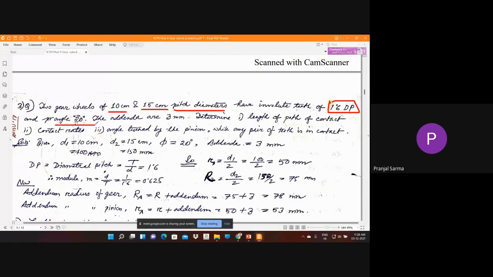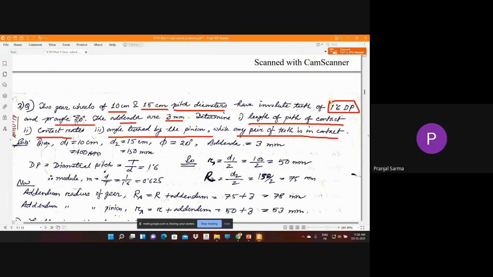And pressure angle phi is given 20 degrees. Addenda are given as 3 millimeter. This is the plural of addendum. Okay, addenda for both the wheels, that means addenda for both the gear and the pinion. You need to find out the length of path of contact, then you need to find out the contact ratio, as well as you need to find out the angle which is turned by the pinion while any pair of the teeth is in contact. Okay, this is what you need to find out.